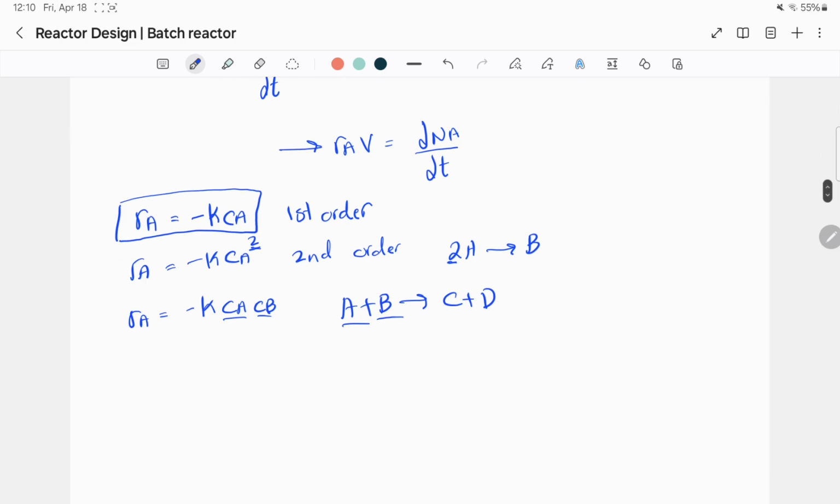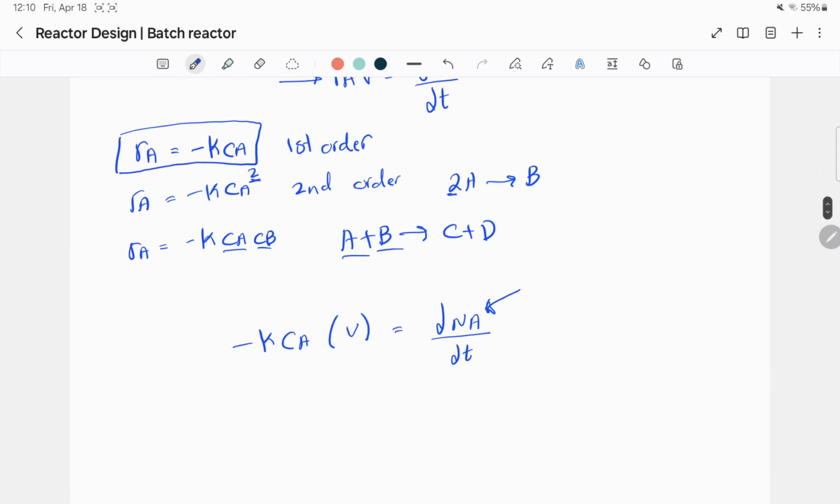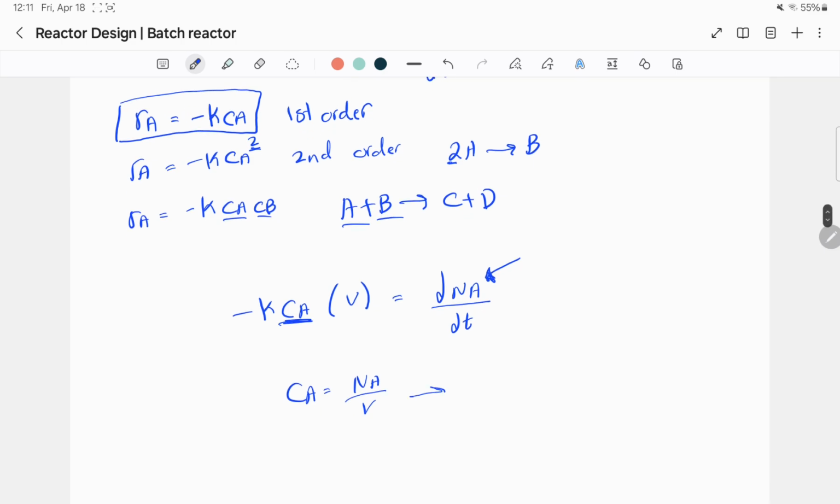Sub it back into this equation here. So negative K CA times the volume equals change in moles over change in time. Now this differential here is in terms of moles. We need to change it to be in terms of concentration. So concentration equals moles over volume. If we further rearrange that, we'll get NA equals concentration times volume.